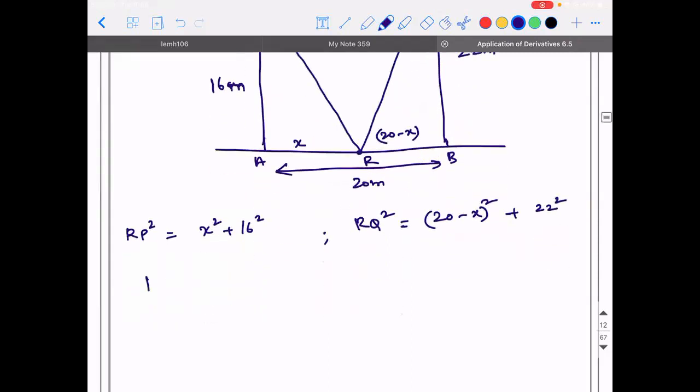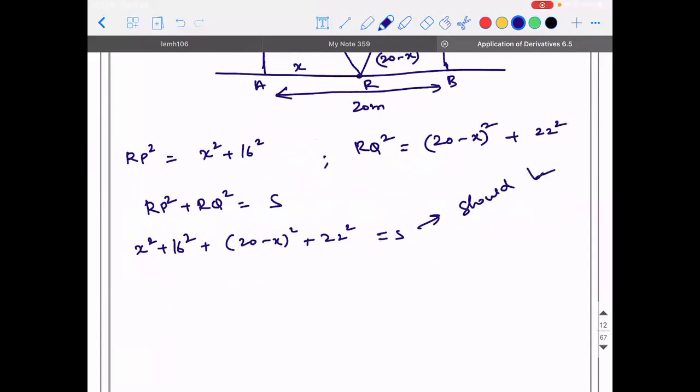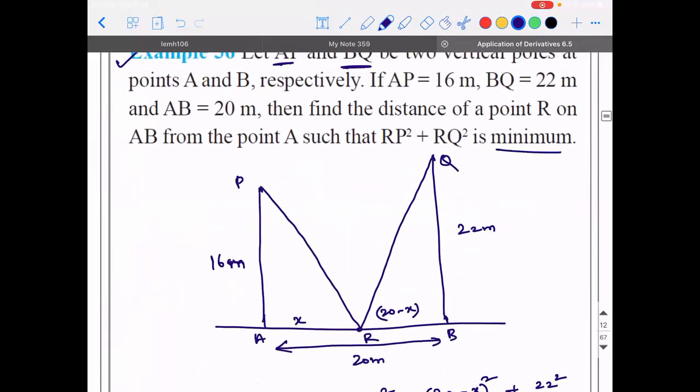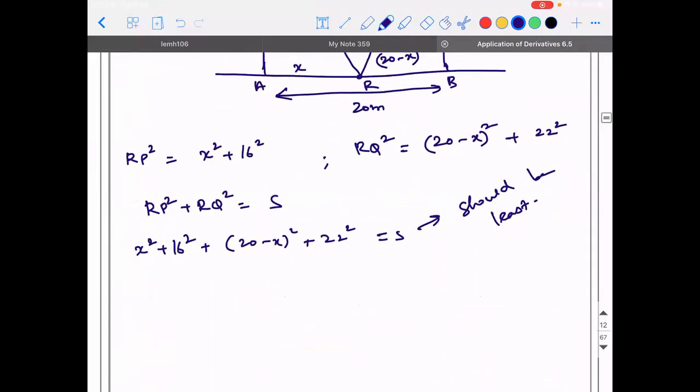Right. If I say RP square plus RQ square is equal to a sum, for example, using a variable s, then x square plus 16 square plus 20 minus x the whole square plus 22 square is s. So this s should be least, at a minimum. Since here you don't have a square root, we need not take the square of it. And if you observe, s is a function of one variable x.